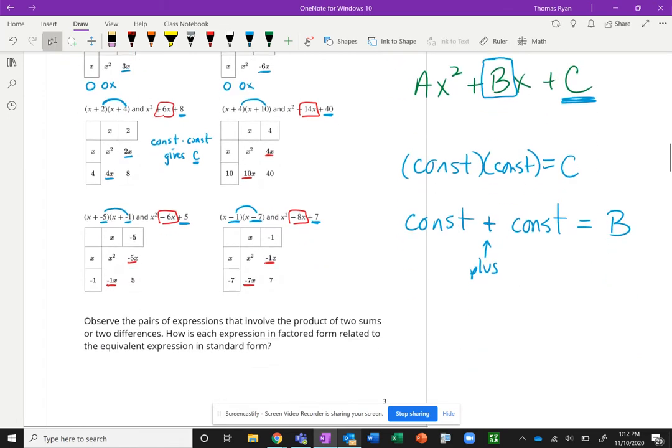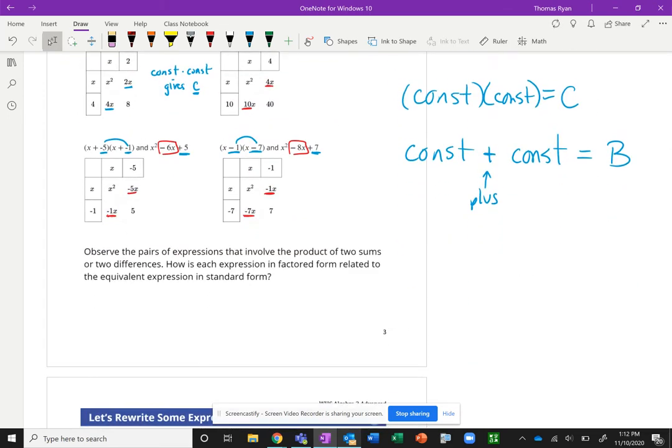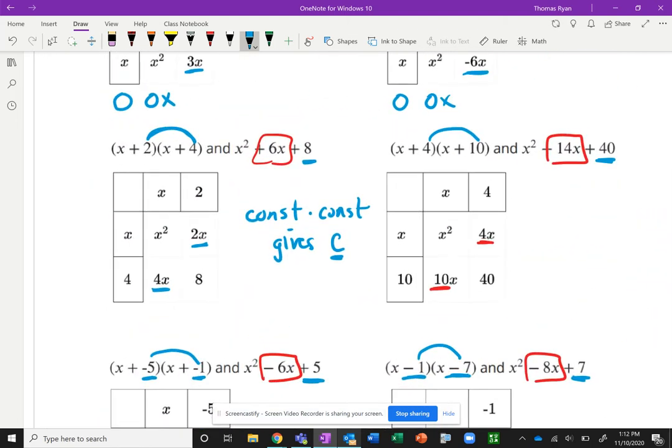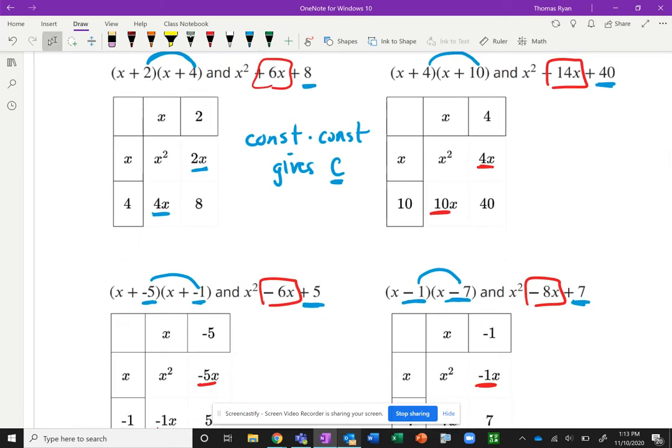So the pattern that we're hoping to pick up on is exactly what we just said: in your binomials, the constant times the constant gives you your c term, and the constant plus the constant gives us your b term. So relating them by multiplication gives you your c term. Multiply the 2 constants, you always get your y-intercept. Multiply the last 2. 2 times 4 is 8, 4 times 10 is 40. Negative times negative gives you positive 5. Negative times negative gives you positive 7.